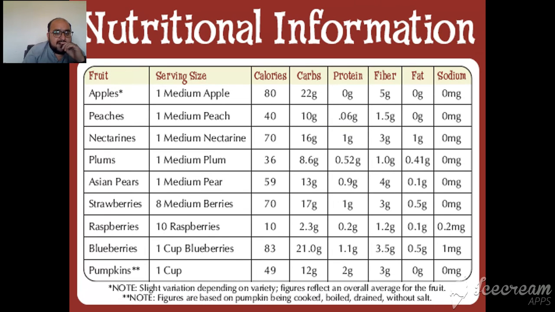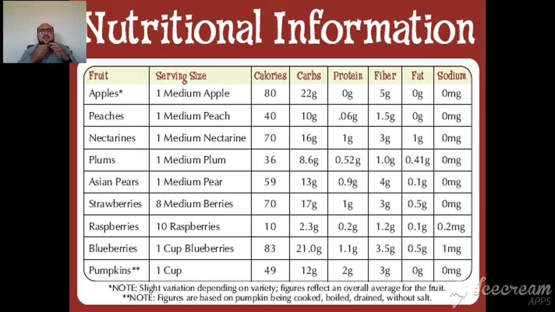Peaches, 1 medium peach, will provide you 40 calories of energy, 10 gram carbohydrate, and 0.06 gram protein, while the fiber is 1.5 gram, and there are no fats and sodium in 1 medium peach.